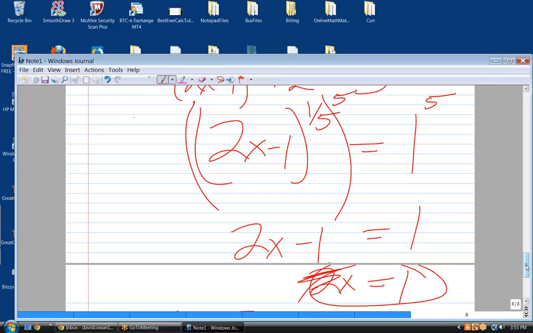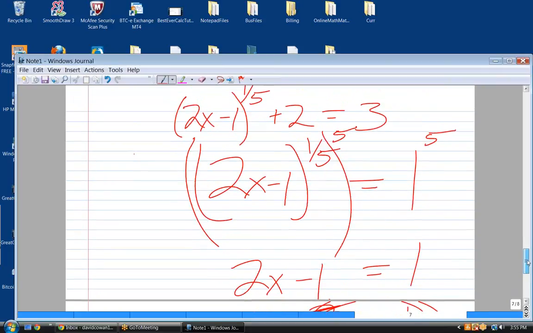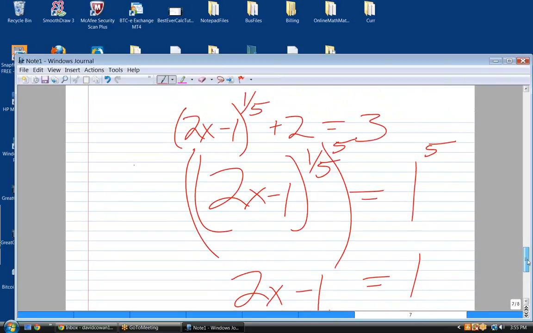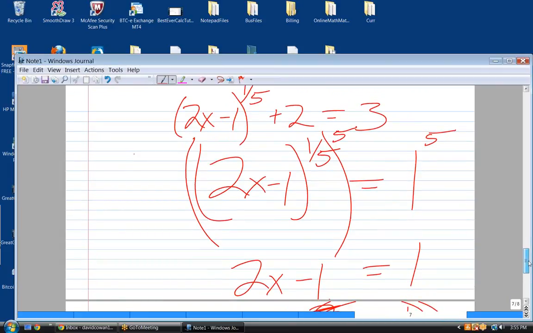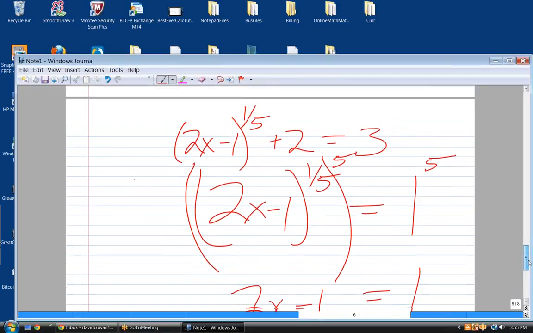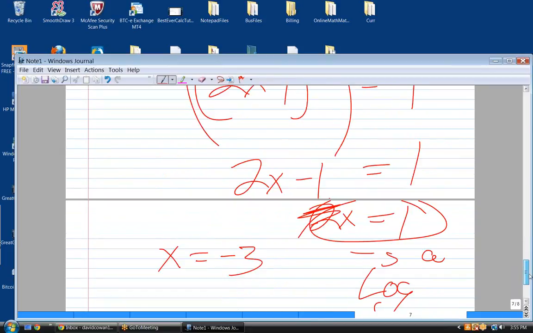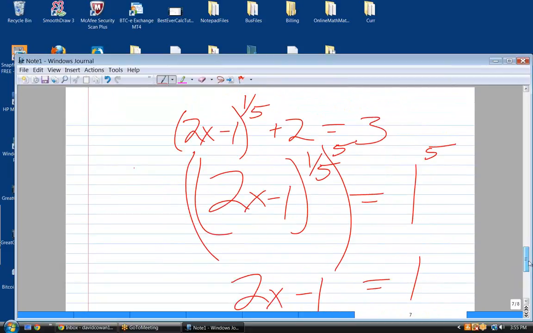And probably not necessary to check it because we only came up with one solution. I'm not sure I've ever seen a problem, I suppose I have, but it's rare, when one solution is extraneous. Usually it's when you come up with two solutions that you find extraneous. So I wouldn't feel like I had to check this, but if I do, I get 2 times 1 minus 1 is 1, to the 1/5 is 1, plus 2 is 3. So it works.